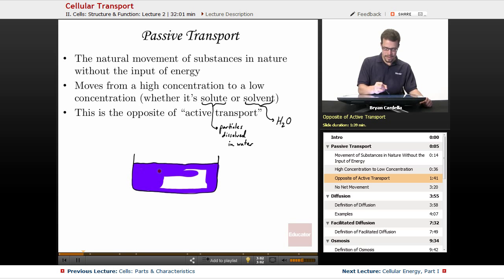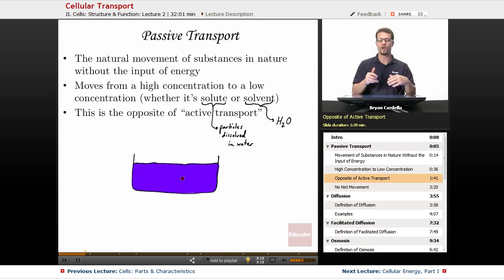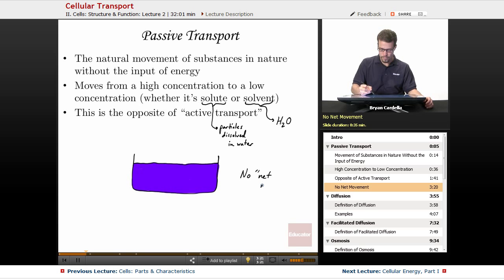And I don't want you to think that once the blue spreads out and once the red spreads out, they just stay still. There's still going to be movement of the food coloring molecules around, but there's no net movement. So the term no net movement means that if you kind of measure everything as it is in the whole system, you don't have a significant change in where things are.